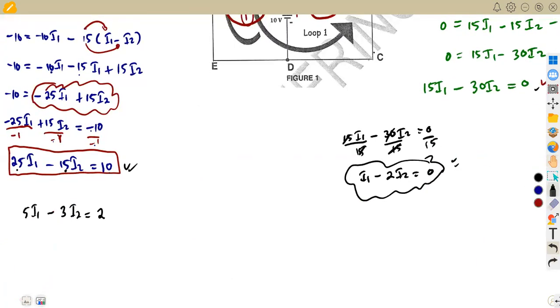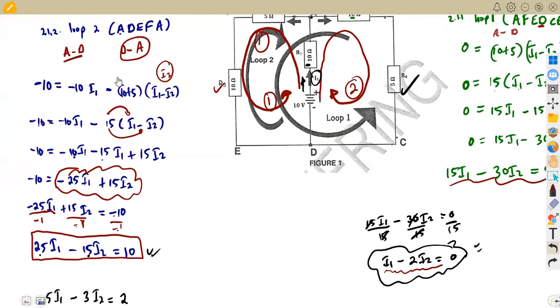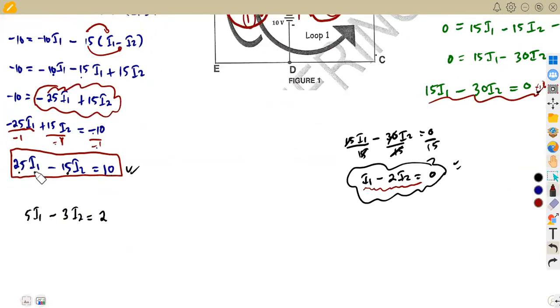Remember, from question 2.11, this is what we got. We can just have it as our equation 1. And I wrote this in simplest form as this equation. And from this loop, from question 2.12, we got our equation of the loop as 25I1 minus 15I2, which is equal to 10. I also wrote this in simplest form as this part. So I'm just going to use these equations in simplest form. Yes, you can use these equations too. It's fine. It's not a problem at all.